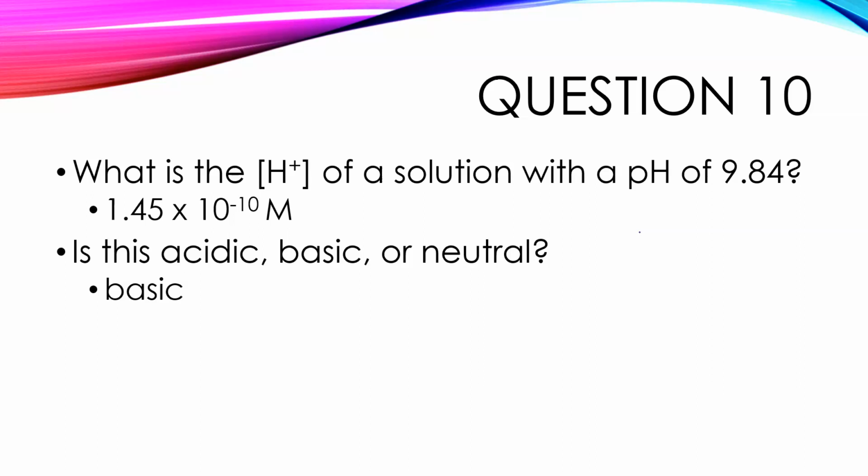If you got this wrong, all you had to do was follow the formula that the hydrogen ion concentration, keep in mind hydrogen ion and hydronium ion are the same for our purposes, is equal to 10 to the negative pH, and since our starting number had 3 sig figs, our answer will also have 3 sig figs.